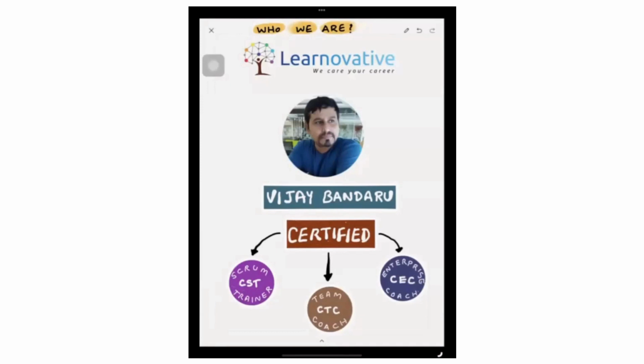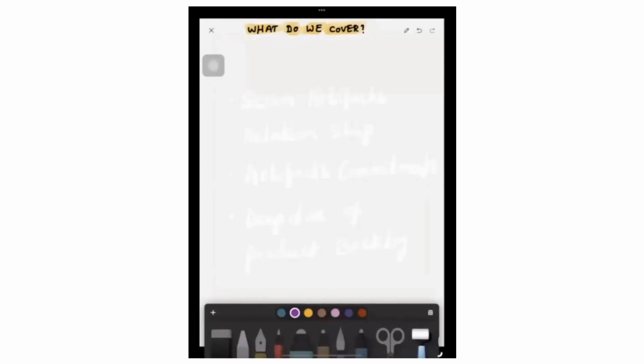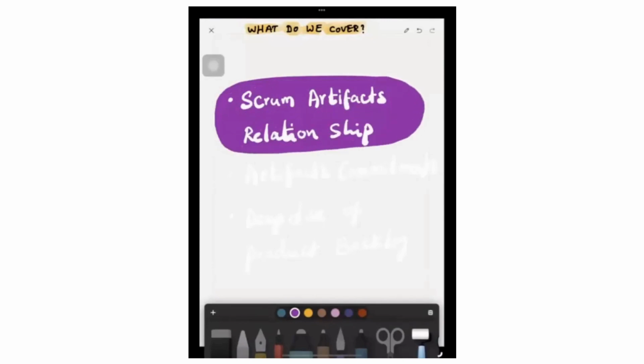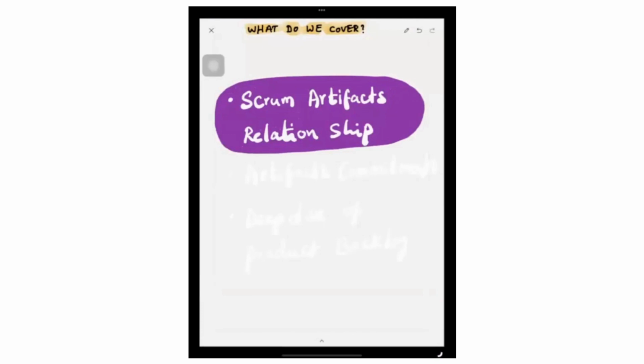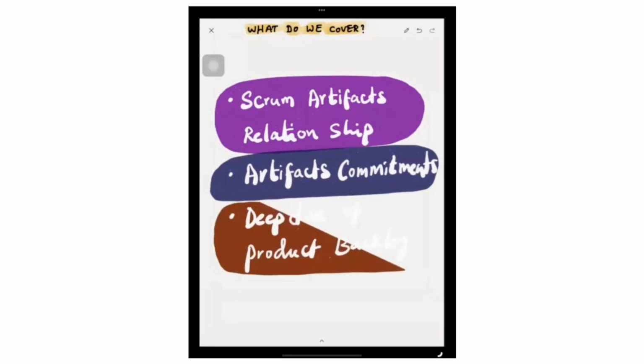We create these videos to help you understand the concepts of Scrum in an easy manner so that you can implement them well, effectively, and confidently in your products and projects. So in this video, we're going to discuss the Scrum artifacts relationship. There are 3 artifacts in Scrum: product backlog, sprint backlog, and increment. And what are the commitments for these artifacts? And a deep dive into the product backlog, the first artifact of Scrum. These are the 3 concepts we are going to discuss in this video.